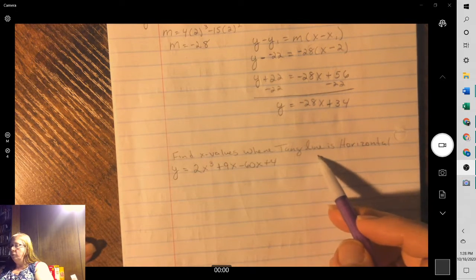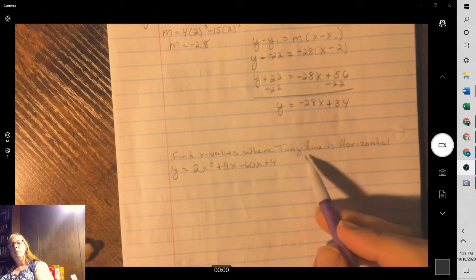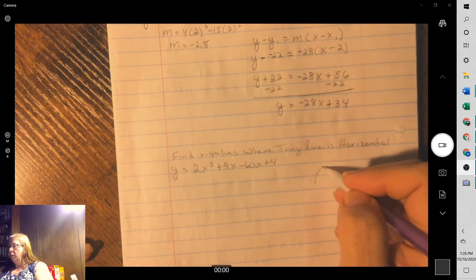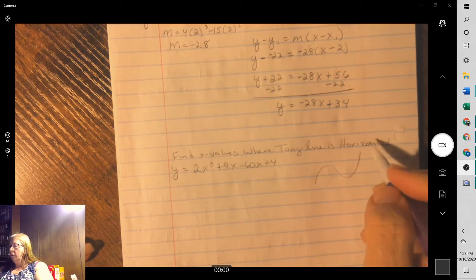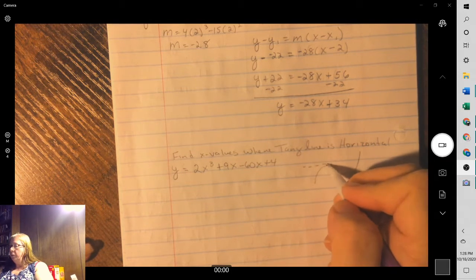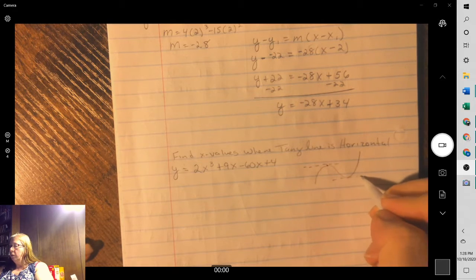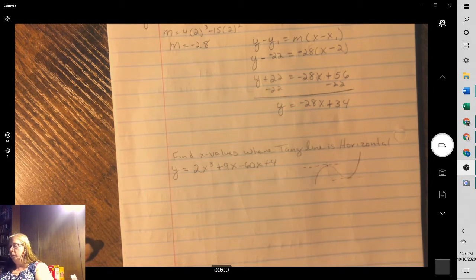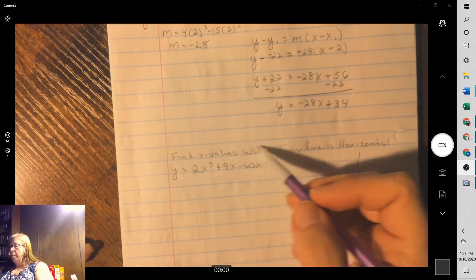Find the x values where the tangent line is horizontal. Where the tangent line is horizontal is important, because if we had a graph, notice the horizontal line, because the tangent touches at one spot. If you're finding where it's horizontal, you're finding your maxes and mins. So it's a very important concept. Most of the story problems will deal with it.